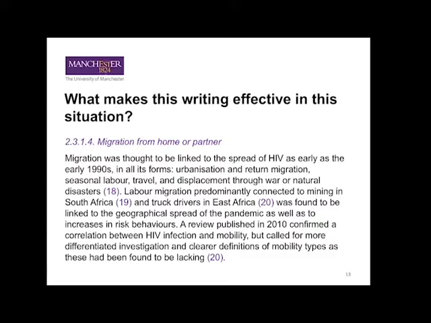We can see here it's about an association between mobility and HIV. We can see that migration is important. There's a mention of labour migration of workers. There's a geographical location. This is in Africa, South and East Africa.